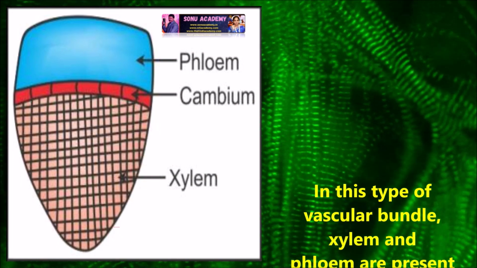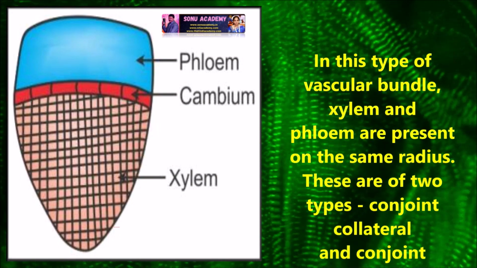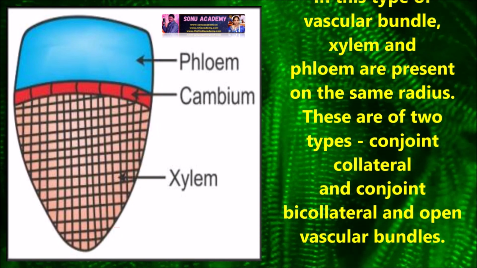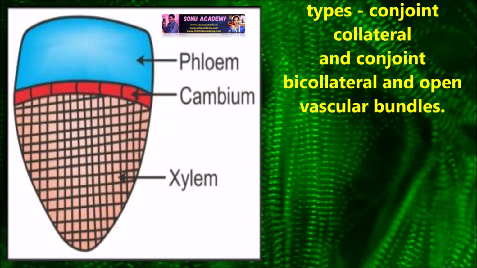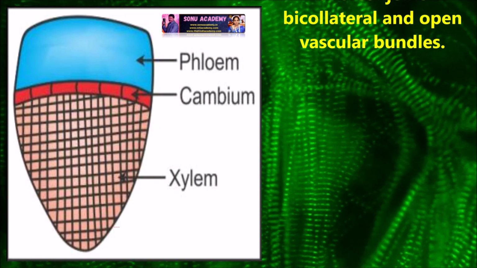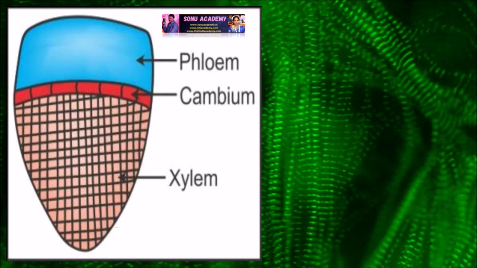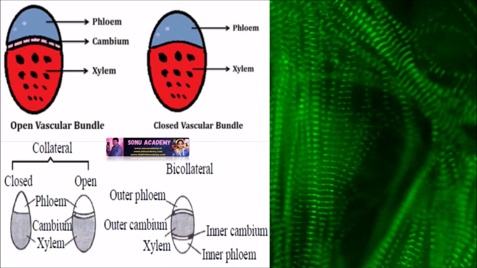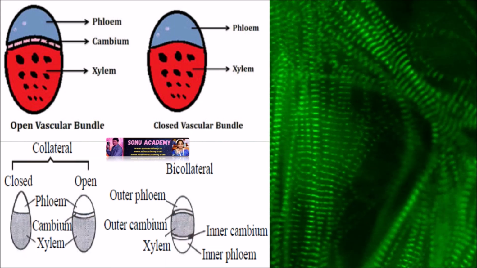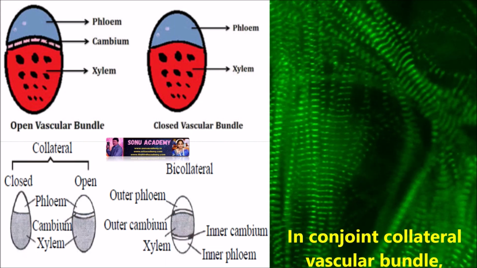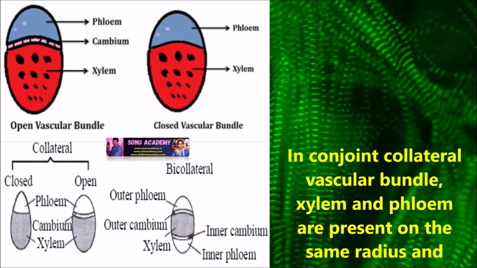Conjoint vascular bundles. In this type of vascular bundle, xylem and phloem are present on the same radius. These are of two types: conjoint collateral and conjoint bicollateral, and open vascular bundles.